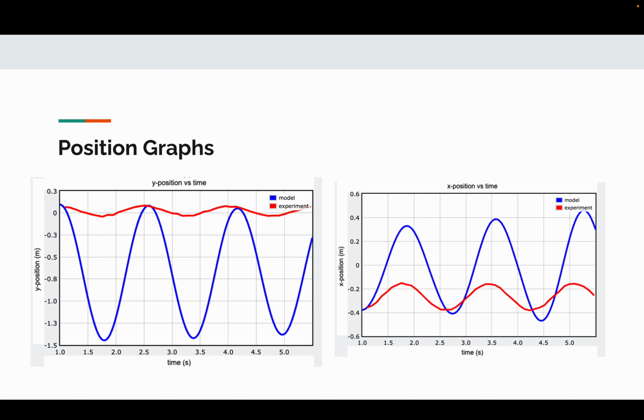And for these graphs, the model generator is pretty accurate just because it does follow that harmonic motion again, but there is a large error in the amplitude, which is described in errors later. But the energy graph and the position graphs generally follow the same pattern and the laws of motion and energy.